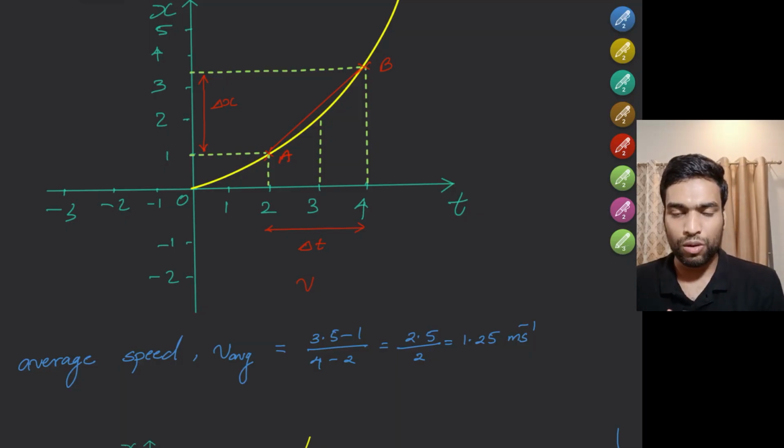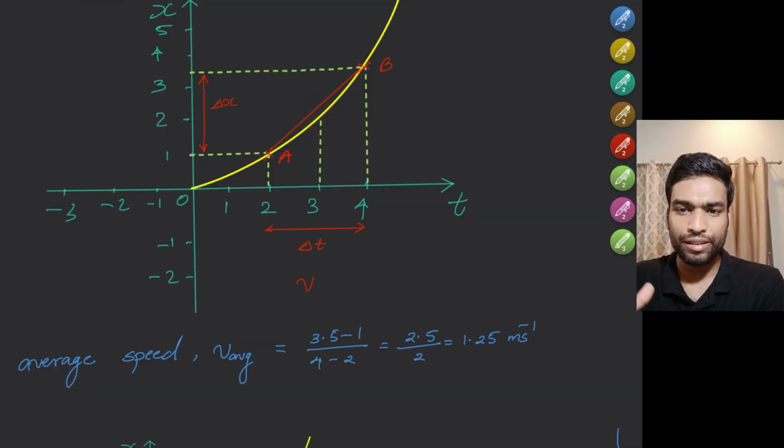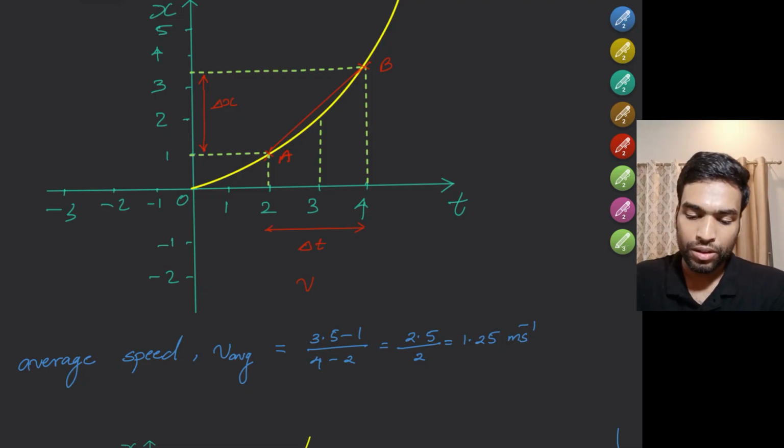Now let's ask ourselves, what is the speed at, let's say, t equal to 3 seconds? How can we answer it? How can we grasp the idea of speed at a particular time? For that, we initially took 2 and 4, correct?